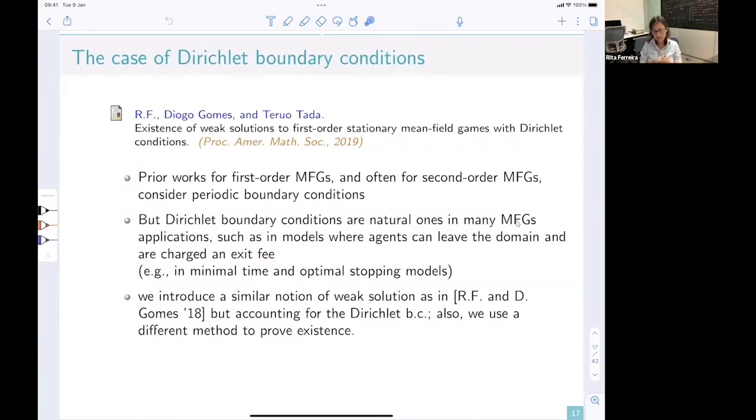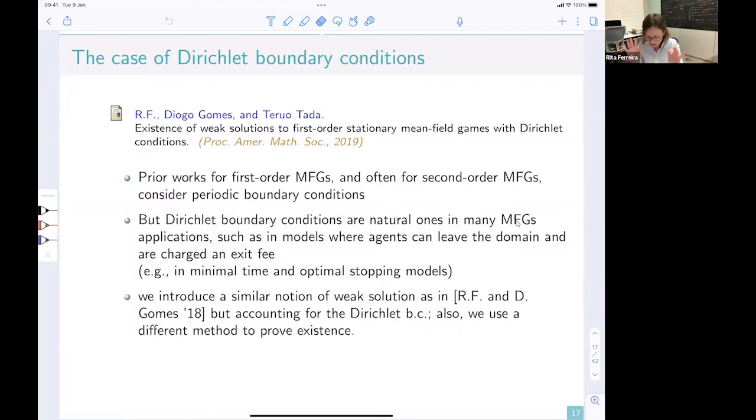And in this paper with Diogo and Terutada, we introduced a similar notion of weak solutions as in the reference I was mentioning before, but that addresses these Dirichlet boundary conditions, and also to prove existence of those solutions, we adopted a different methodology. Let me give you, so that we see a bit of math, a trailer of a movie, a trailer version of this work with Dirichlet boundary conditions, and then I'll present a more detailed version for the time-dependent case.